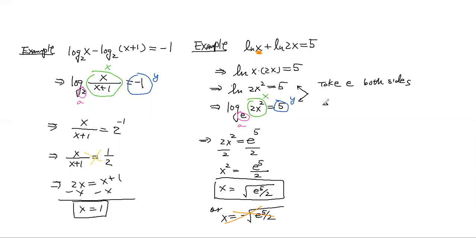So that means you will have e natural log 2x squared is equal to e to the 5th. And then you will say, oh, e and the natural log cancel because they are the inverse function. So that's how you get 2x squared equal to e to the 5th. So that's just the same we got here.